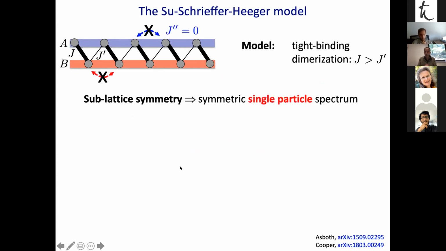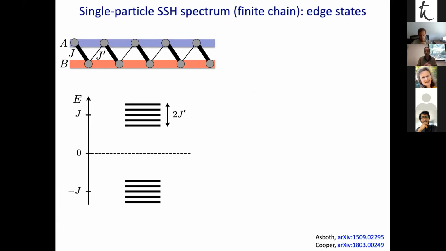A very important feature of the SSH model is the presence of an underlying symmetry, which is a sublattice symmetry. The sublattice symmetry is the fact that within a subchain, two nearest sites are not coupled. And the consequence of it is that the single-particle spectrum is symmetric with respect to zero energy. Okay, so you all know this. This is the spectrum in the case of a finite-size system, where you will see the presence of the edge states.